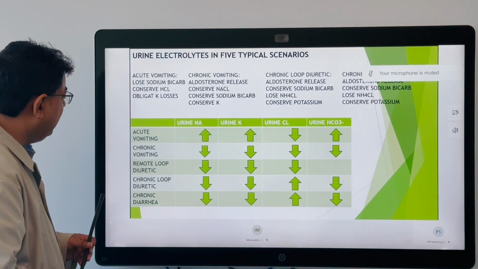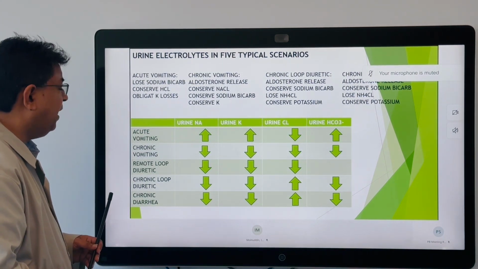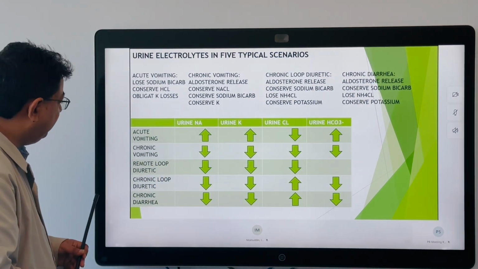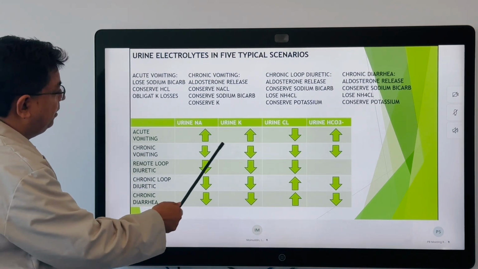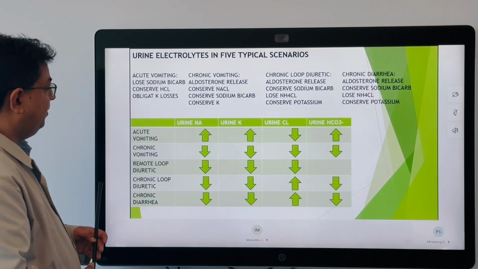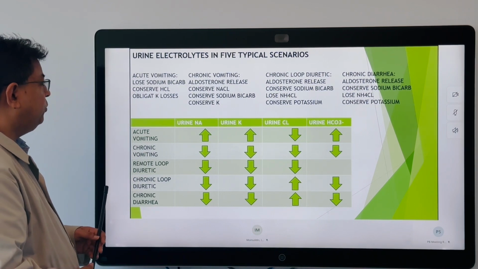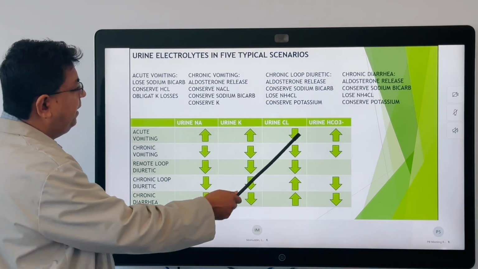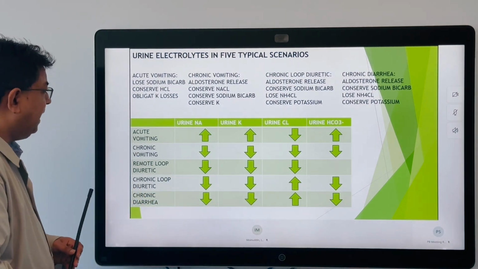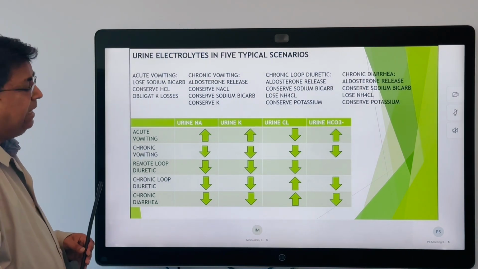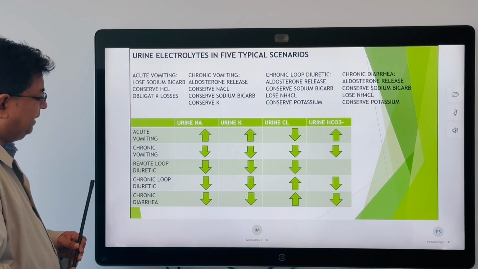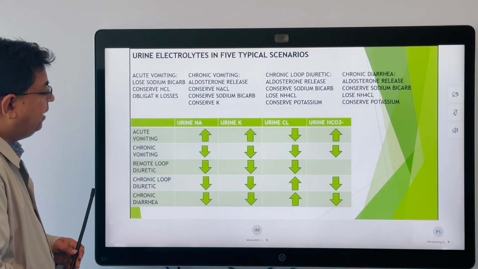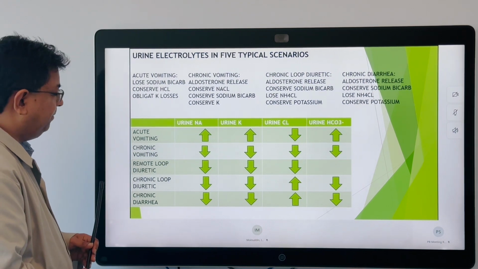In chronic vomiting, essentially you have a state of volume depletion. Aldosterone will be released. You will conserve sodium and chloride, so the urine sodium and urine chloride will be low. Aldosterone will also cause metabolic alkalosis at the level of the kidney, so your urine bicarb will be low, and in the setting of chronic vomiting, you'll have total potassium depletion, so your urine potassium will also be low in order to conserve potassium and prevent potassium loss.